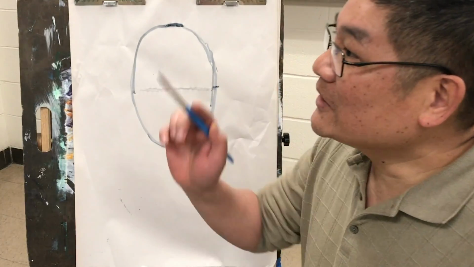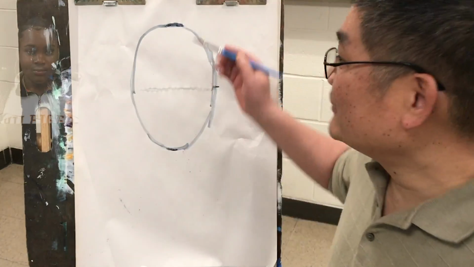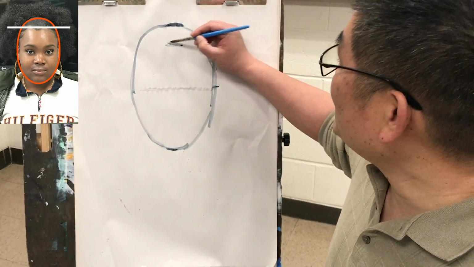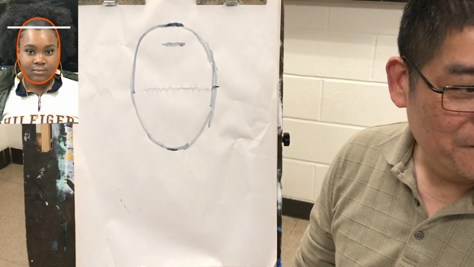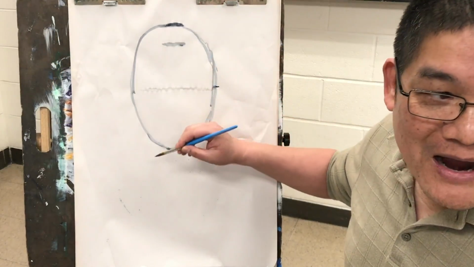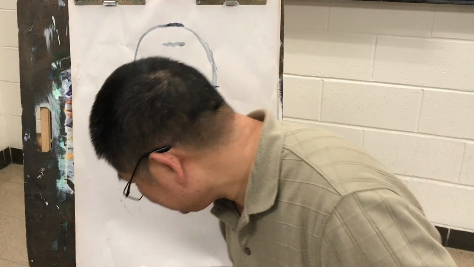Ready? Now I'm going to look at how much the hairline is from the top. It's about here. Proportionally about here. That's the hairline. Okay? The hairline is helpful to define other vertical lines. Okay, let's take a look.